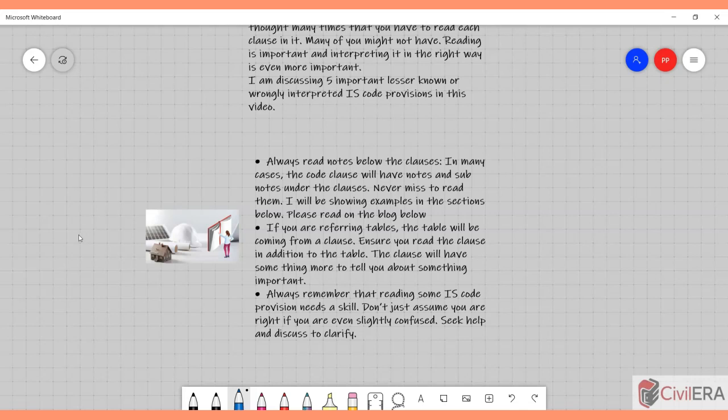I can show you that in the note. I'll be showing examples in the sections below, so please read the blog as well in addition to watching this video.